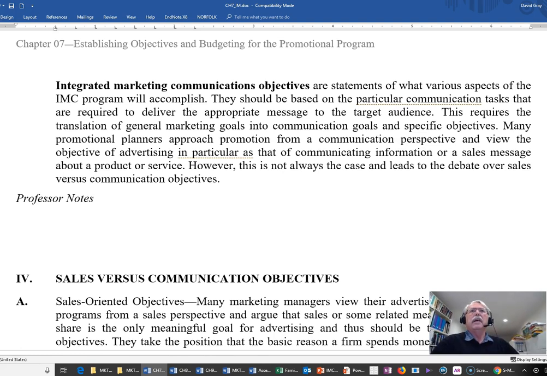So when we look at communications objectives, these are statements of what various aspects of the IMC program will accomplish. They're based on the communication tasks that are required to deliver the appropriate message. So basically what needs to happen is that you take the general marketing goals and then you translate them into specific communication goals and objectives.